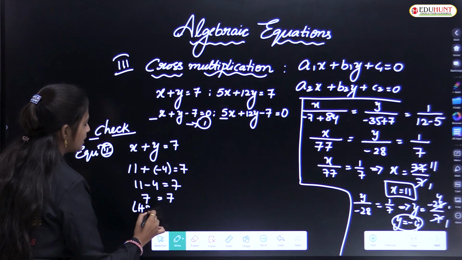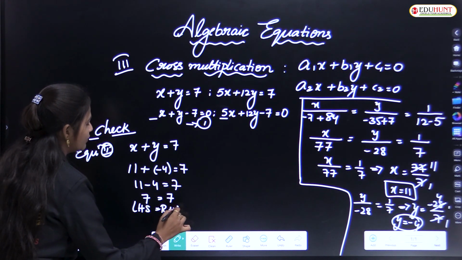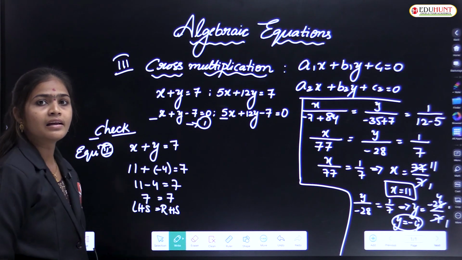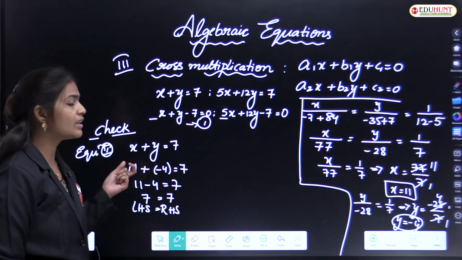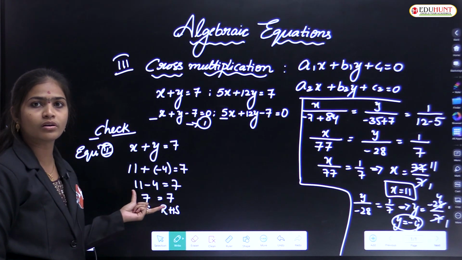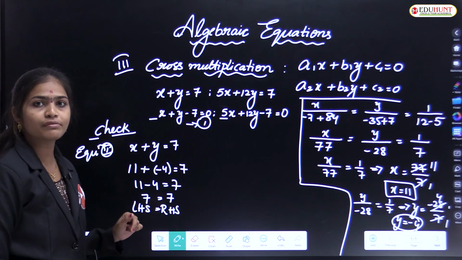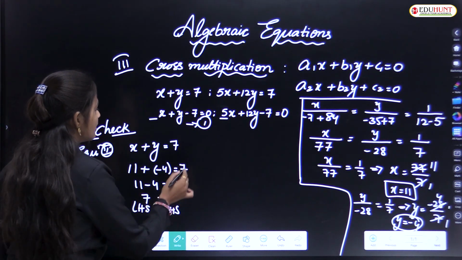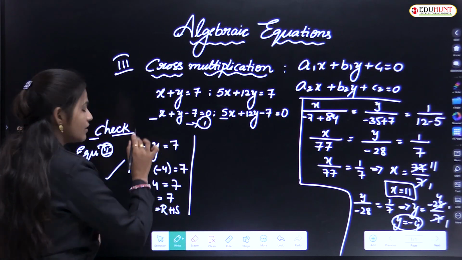So here we can say that LHS is equal to RHS only, no? LHS is equal to RHS, we got the same value, which means the values we got satisfy the given equation. We did this method in linear equations in one variable. Okay, here also we can use the checking process. So this value is satisfying, clear.